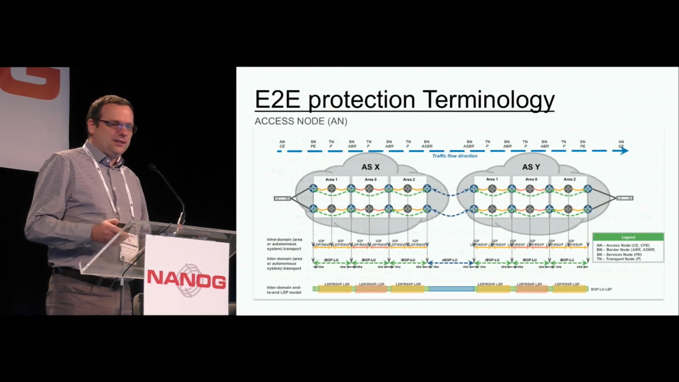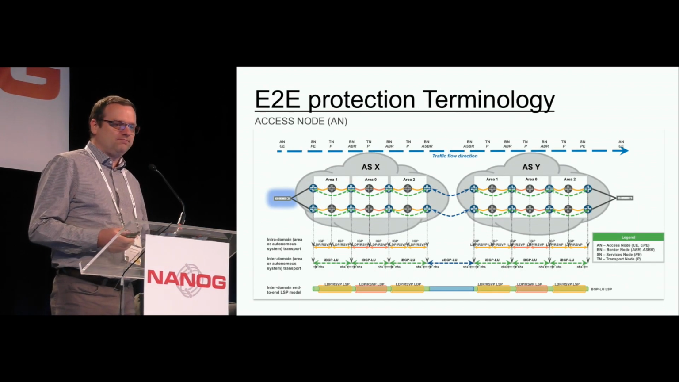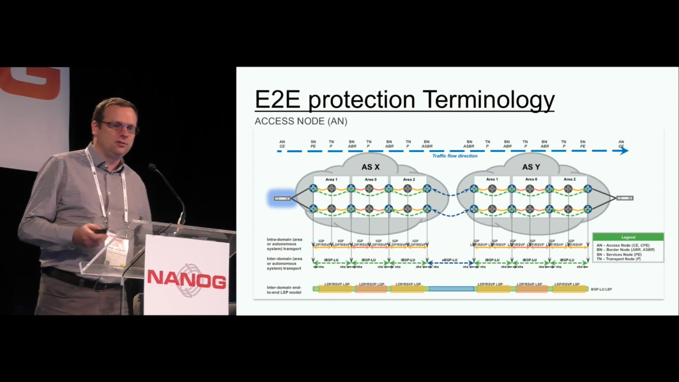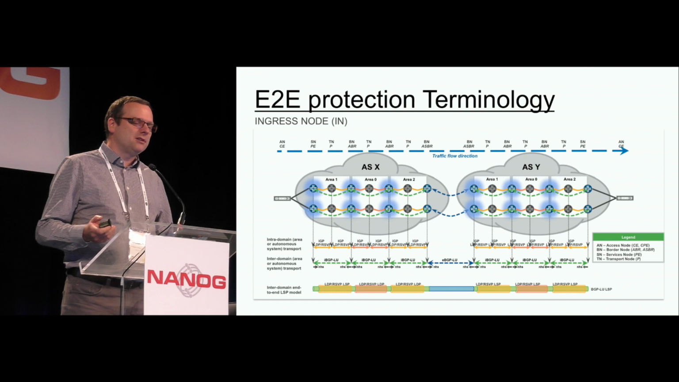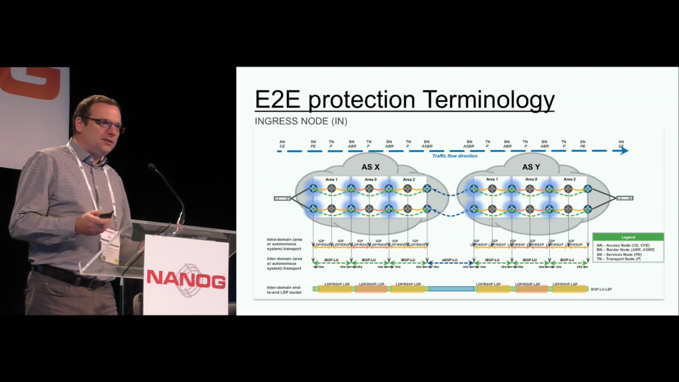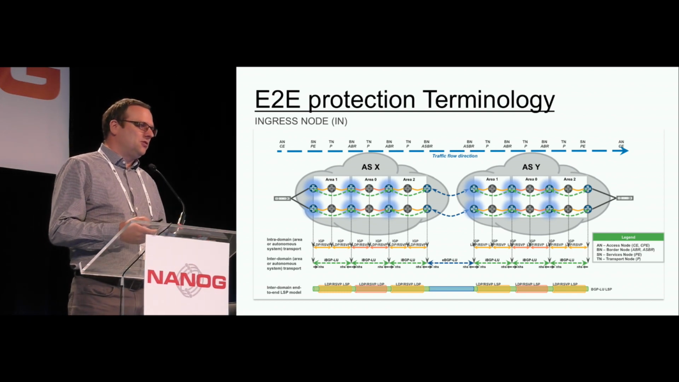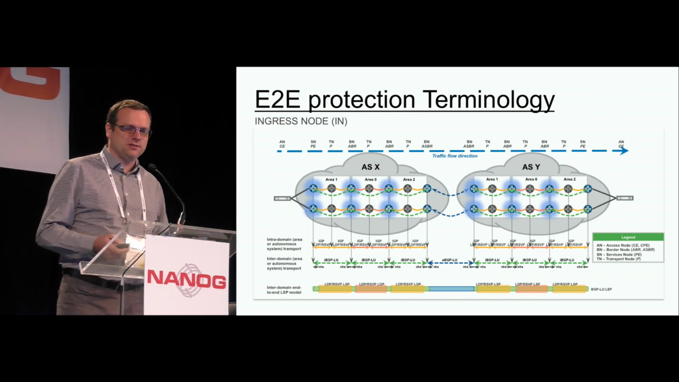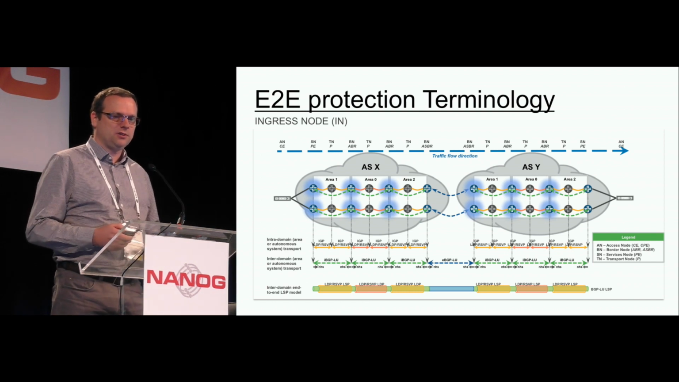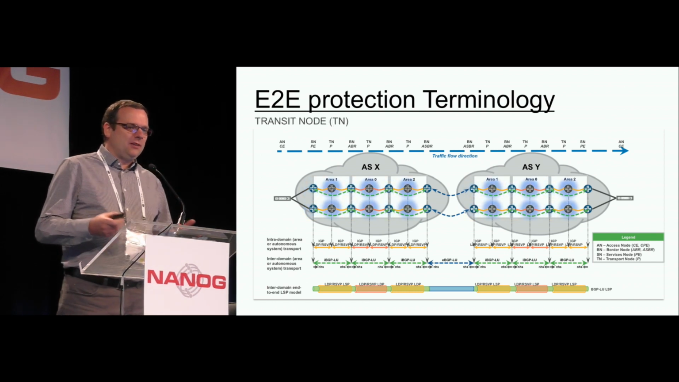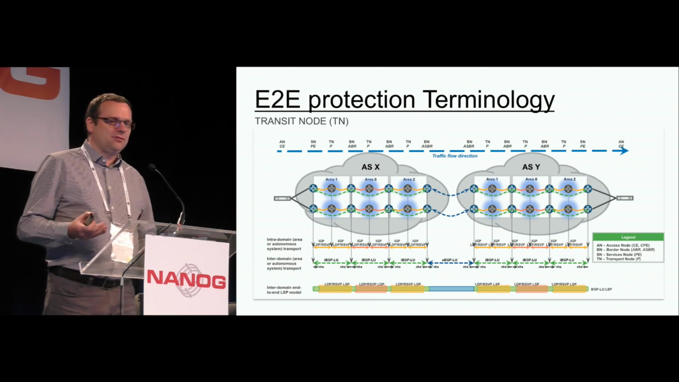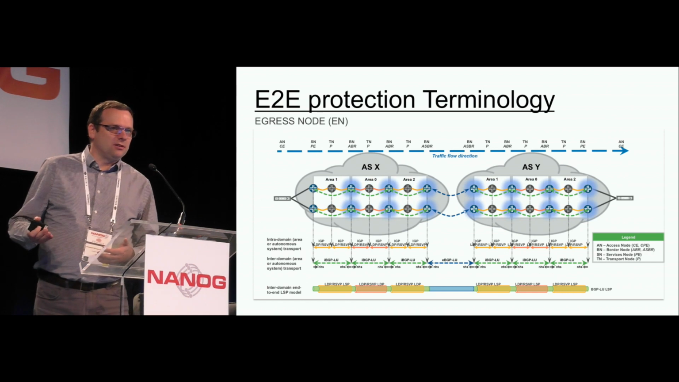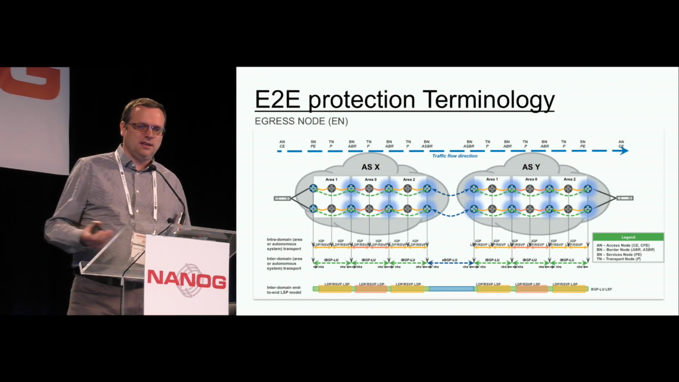And in this network, every node has a different function. We have the access node at the edge of the network. The access node is connected to what we call here the ingress node, which is the ingress node of each domain. Because we have many domains, many IGP areas, we have many ingress nodes from this end-to-end protection terminology perspective. And then we have transit nodes, which are nodes inside each domain. And then we have egress nodes, at the end of each domain.